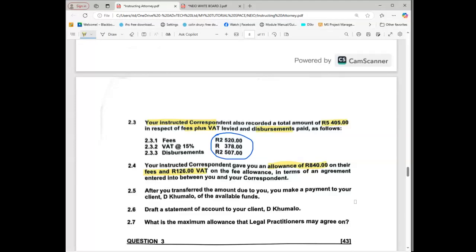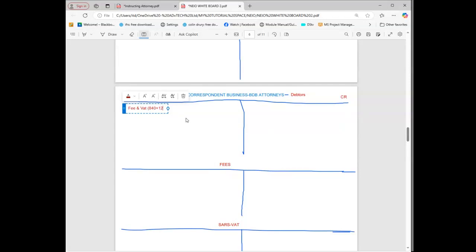Let me see. 966 minus 840. No, it's not the same. But let's just take what they gave us because they said the VAT is 126. We take what they gave us. I'm going to put 126. How much is it? 966. Yes, that is the fee and VAT.